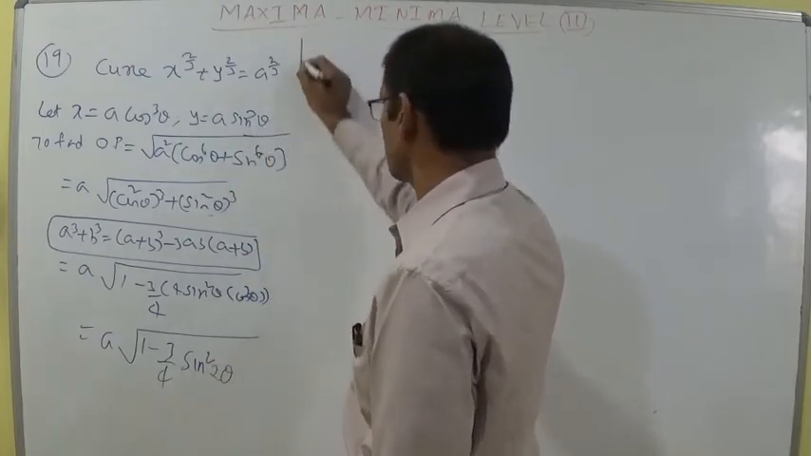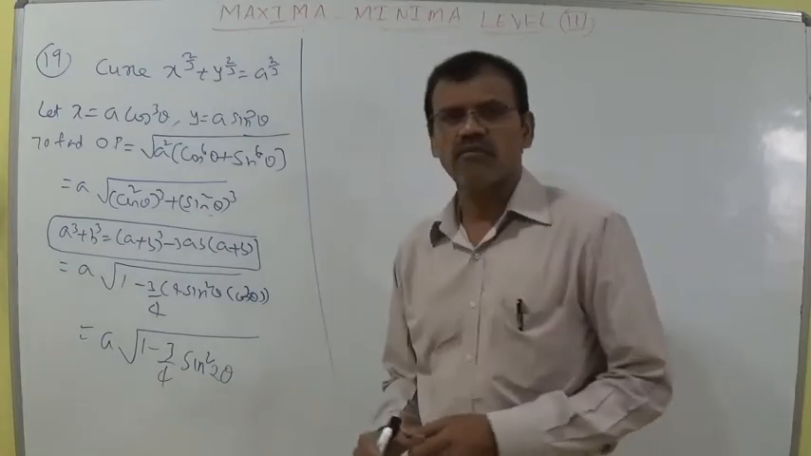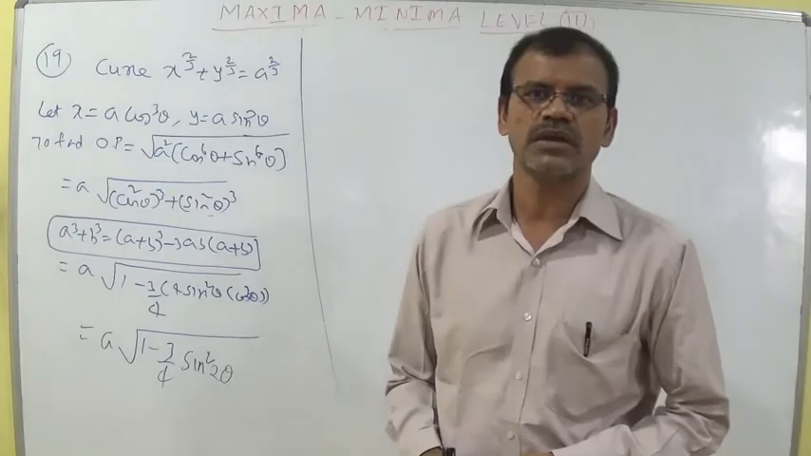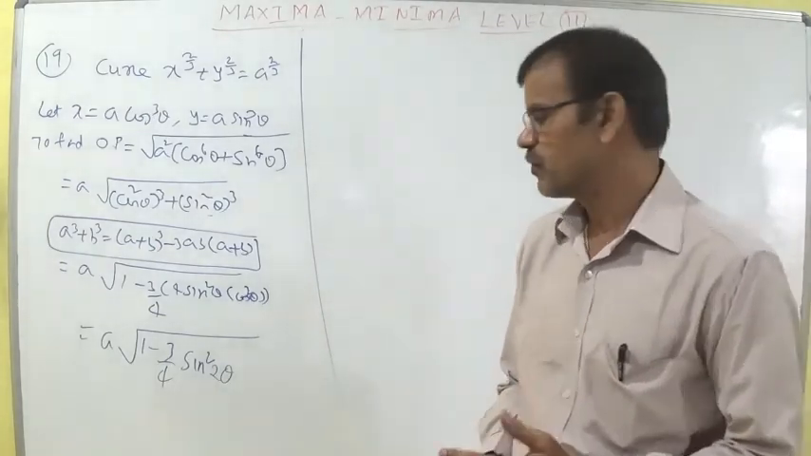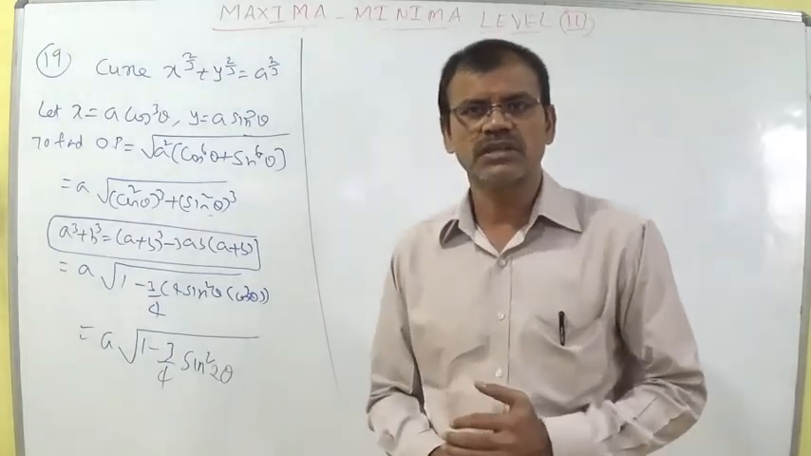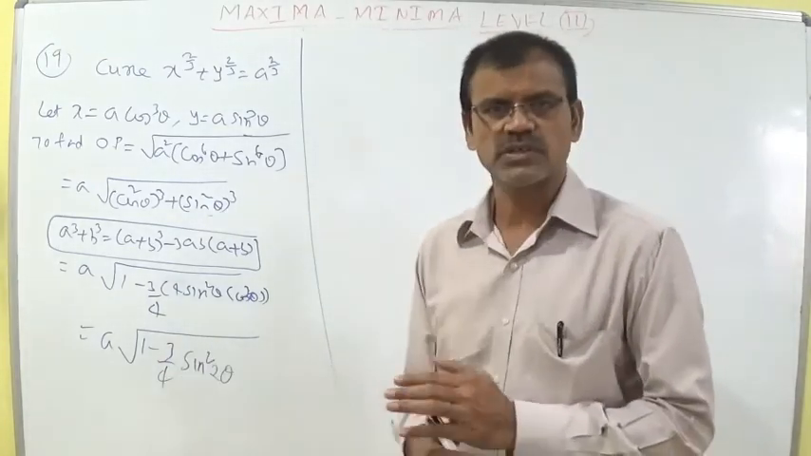Sin square 2 theta: we know that the range of sin square theta is 0 to 1. If we put the value 0 here, 3 by 4 into 0, we get a into root of 1 minus 0, and that answer is a, the first option.